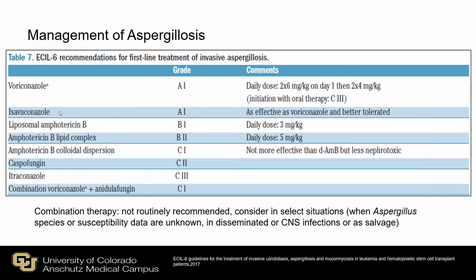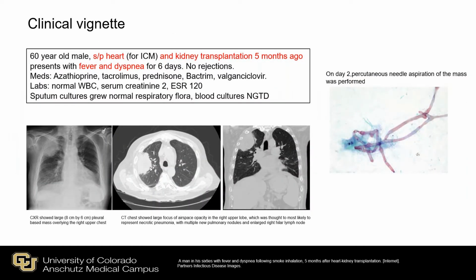We treat aspergillosis with voriconazole or isavuconazole. This is a newer triazole agent, which is much better tolerated than voriconazole. But of course, we can also sometimes use liposomal amphotericin. Combination therapy is usually not recommended, but in very severe disseminated cases, or if you suspect a possible azole-resistant Aspergillus species, sometimes we've done combination with voriconazole plus an echinocandin, such as anidulafungin.